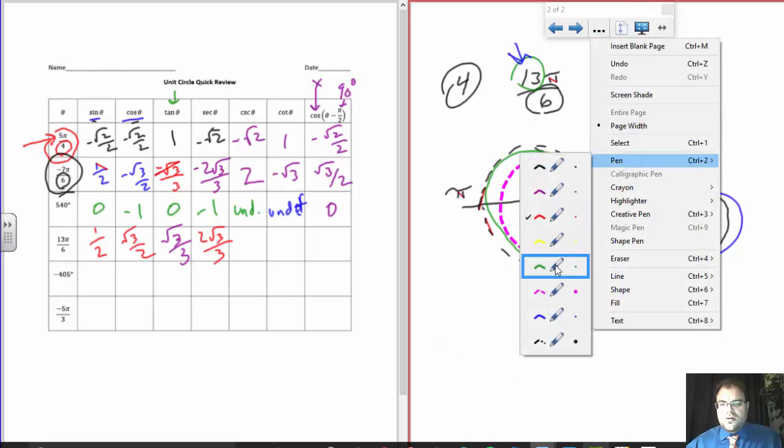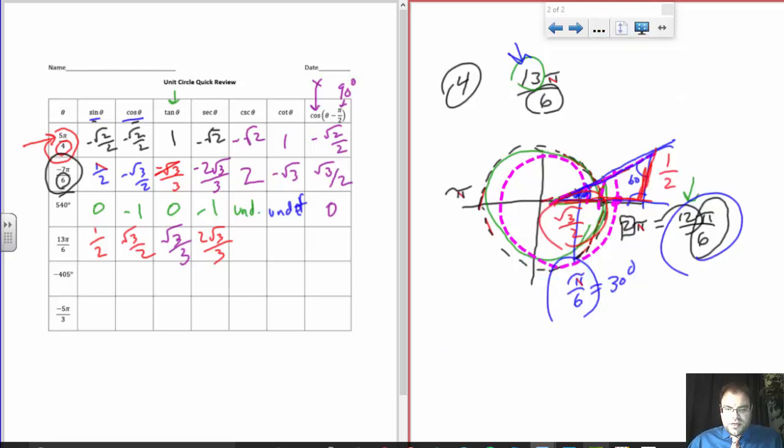Okay, cosecant theta is the reciprocal of sine. It's 1 over sine, which is like saying 1 over the sine right here, which is a half, which is now just what? It's just 2. Okay? That's what that is.